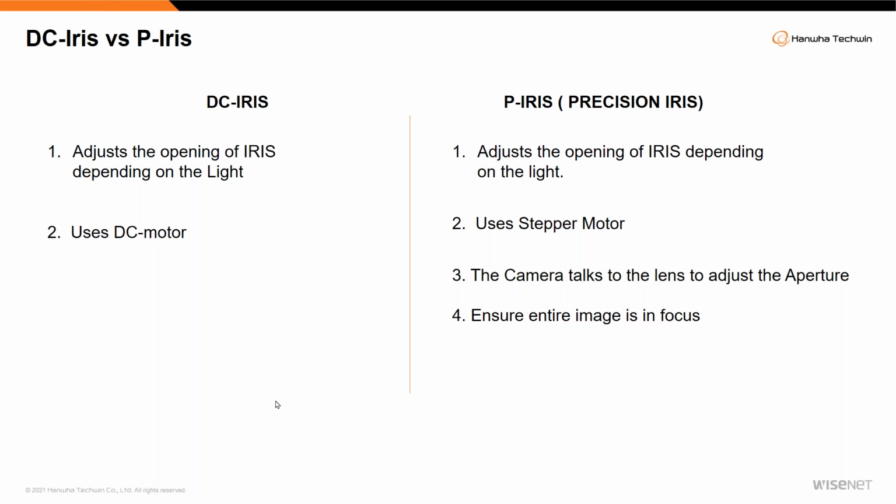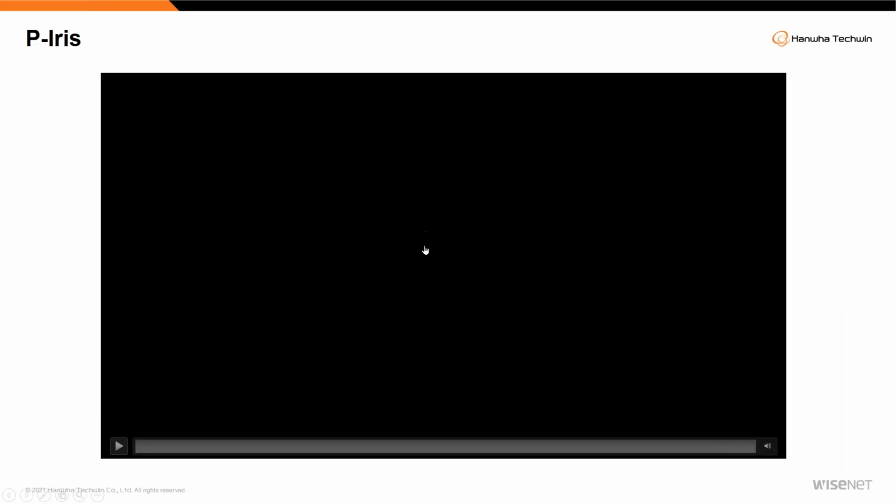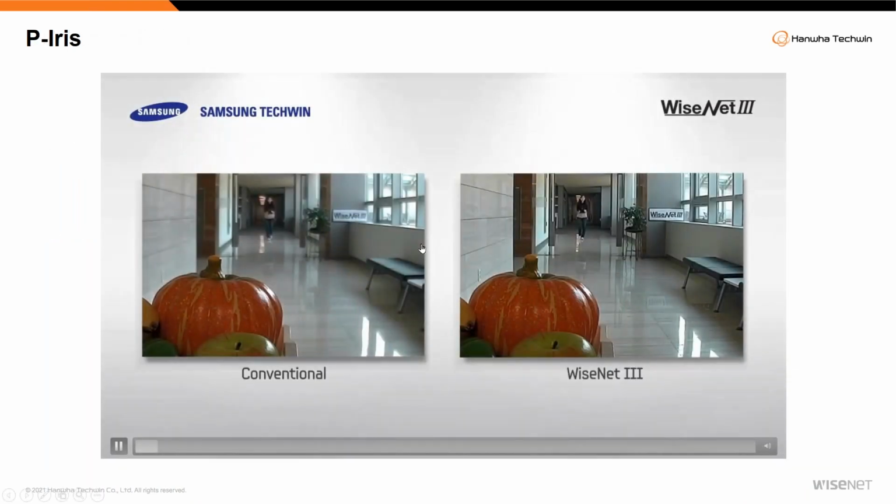So that's why when you use DC iris, there is a chance you may not have the entire image in correct focus. Sometimes you can miss. Here you can see it may look like it is focused, but slightly it is blurry towards the end. This is not a DC iris, just a video to give you the difference.